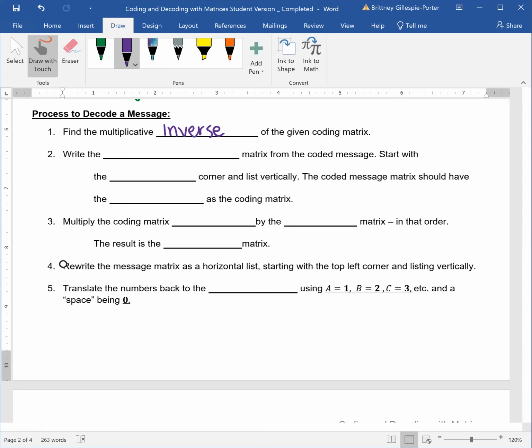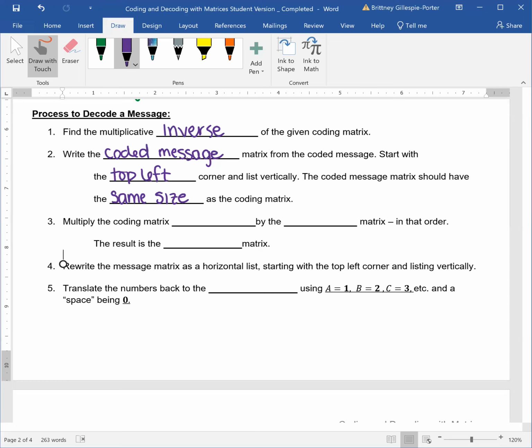You are going to write the coded message matrix from the coded message. Start with the top left corner and list vertically. And the coded message matrix should have the same size or same order as the coding matrix. Okay, so we're working backwards.